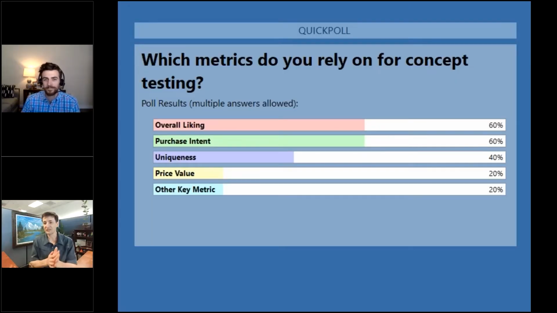All right, so it looks like we've got overall liking and purchase intent at 60%, with uniqueness, price value, and other key metrics down at 20%. I'm really curious about what other key metrics you're using. Those of you that said you used another key metric, could you type that into the question chat space there? Let us know what those other metrics are. That'll be really helpful as we go through it.